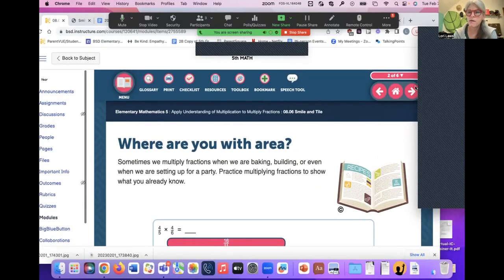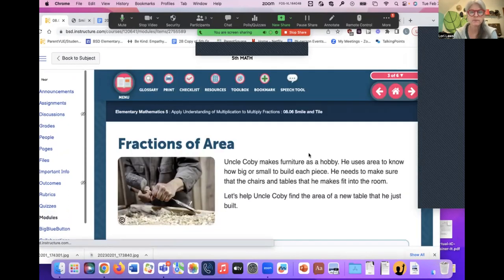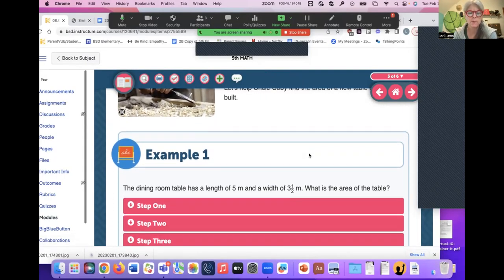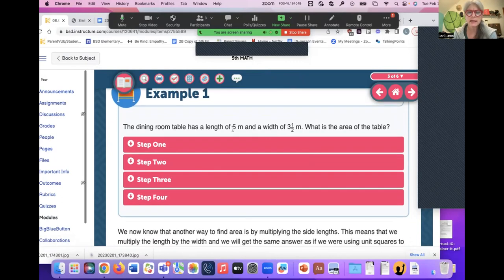Moving on to page 3 of the lesson. Uncle Kobe makes furniture. He uses area to know how big or small to make each piece. Let's help him make a new table. The dining room table has a length of 5 meters and a width of 3.5 meters. What is the area of the table? Like, how big of a piece of wood is he going to need?